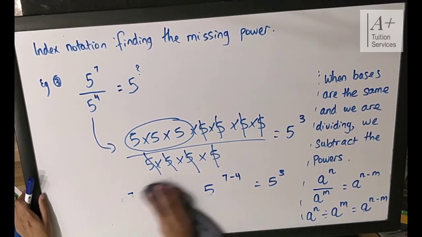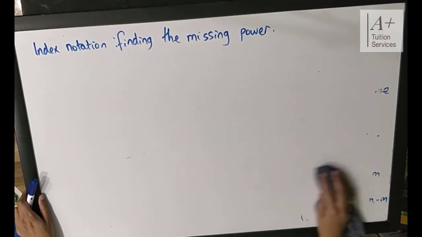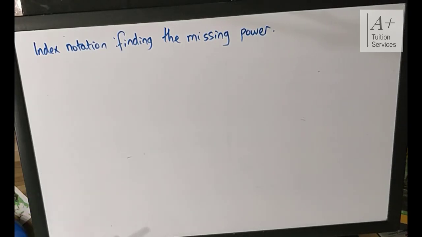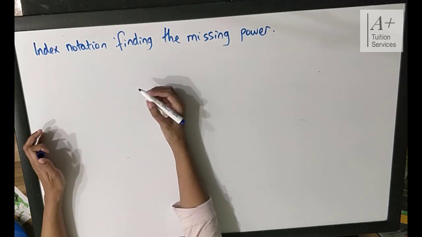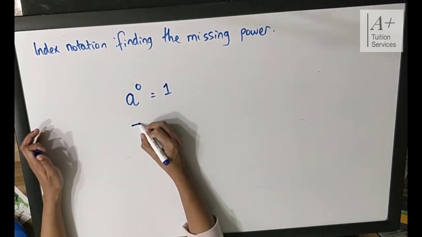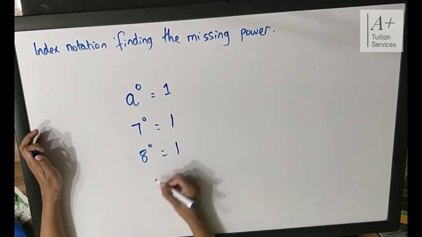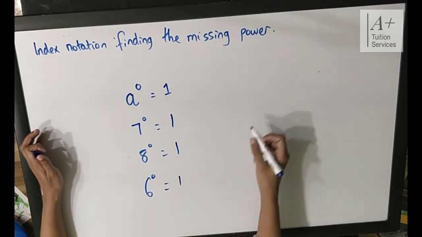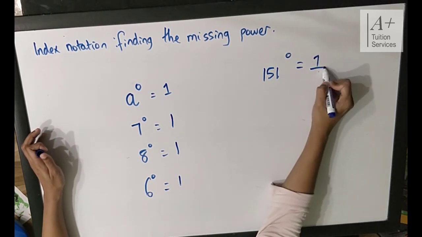So we have now a rule that anything raised to the power of 0 is equal to 1, and this is important for you to learn, because even at the CXC level they put a question and students put 0, because remember, anything multiplied by 0 is 0, but in powers and indices, if I have a to the power of 0 is equal to 1. If I have 7 to the power of 0 is equal to 1. 8 to the power of 0 is equal to 1. 6 to the power of 0 is equal to 1. 151 to the power of 0 is equal to 1.